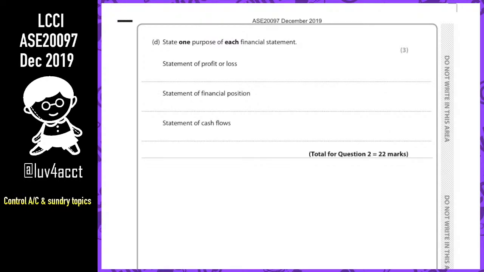State one purpose of each financial statement. This is easy, but then if you have to use just one sentence to give one key point, can you catch that most important point? So, part D, one purpose of statement of profit or loss. Simple. We want to calculate the net profit. Of course, it can be a loss for the year.